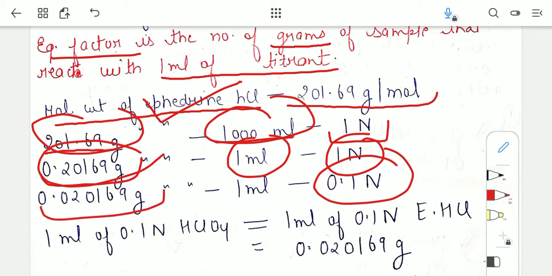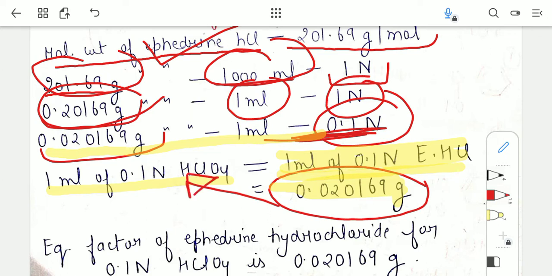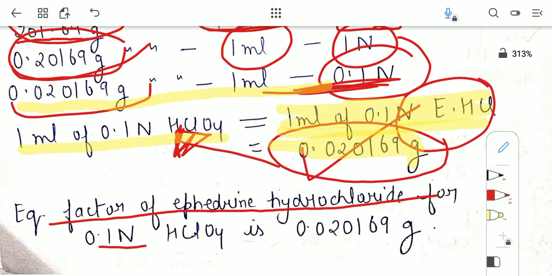This means that 1 ml of 0.1 normal ephedrine hydrochloride has 0.02016 grams of ephedrine hydrochloride. This means that 1 ml of 0.1 normal perchloric acid will react with 1 ml of 0.1 normal ephedrine hydrochloride, and 1 ml of 0.1 normal ephedrine hydrochloride has these many grams of ephedrine hydrochloride, which means that these many grams will react with 1 ml of perchloric acid solution. So this is the equivalent factor of ephedrine hydrochloride. The equivalent factor of ephedrine hydrochloride for 0.1 normal perchloric acid is this.